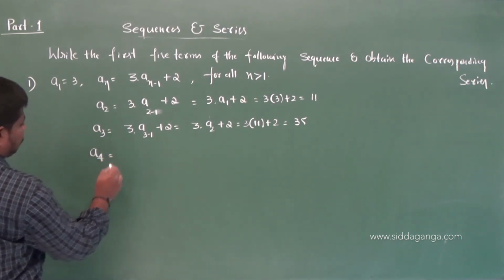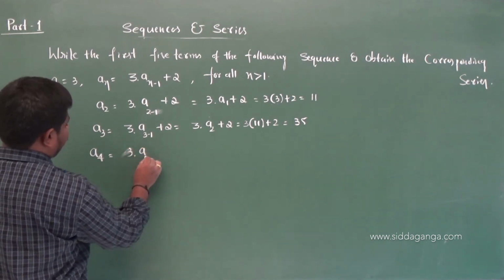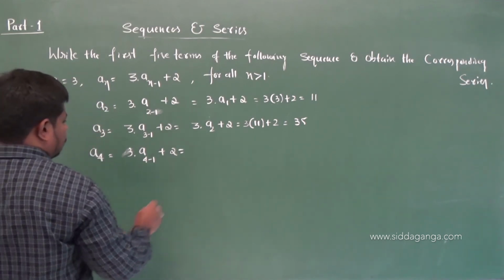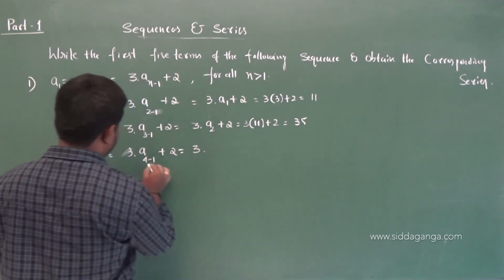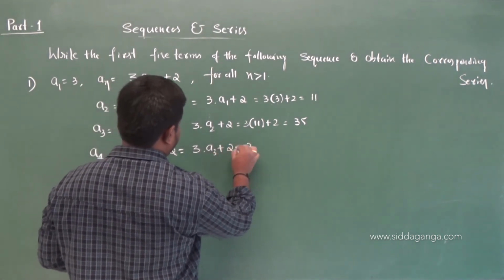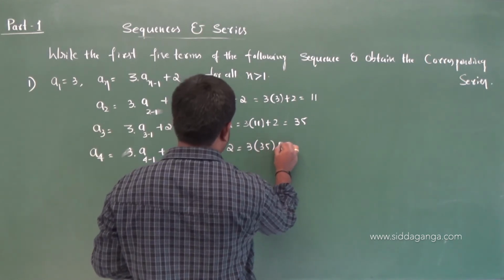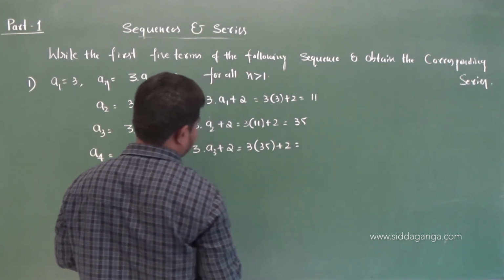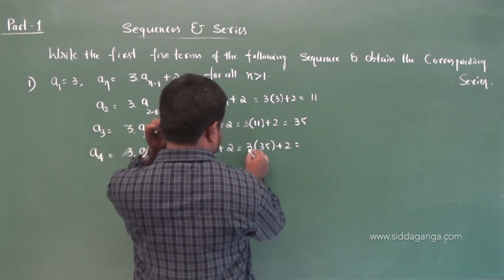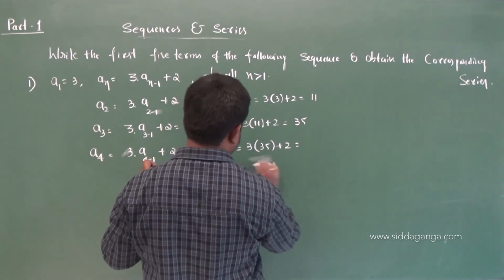And a4 is 3 into a4 minus 1 plus 2. So 3 into a3 plus 2. A3 we have 35, 3 into 35 plus 2. So 35 3s are 105 plus 2, that is 107.